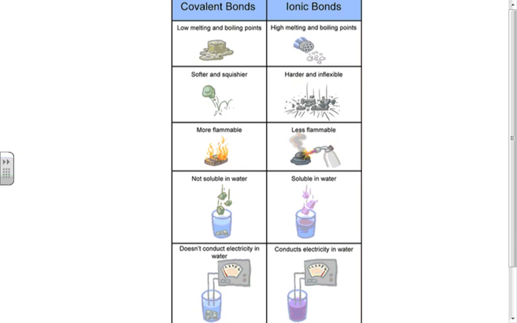And I skipped over this, but this was a summary of the different types of bonds. We don't have metallic on here, but this is a good example of how covalent and ionic bonds contrast.